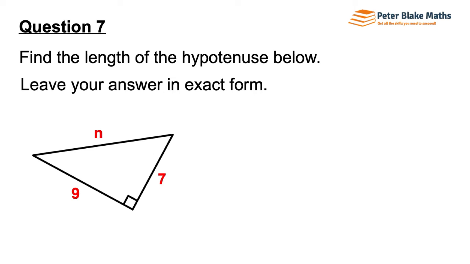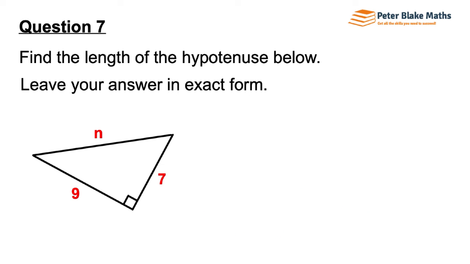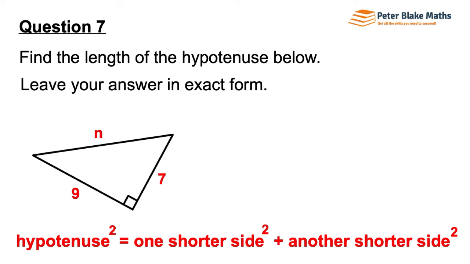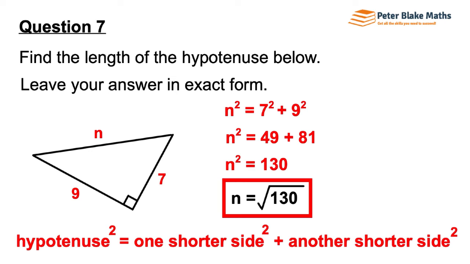Question 7. Find the length of the hypotenuse below. We want to leave your answer in exact form this time. Alrighty, Pythagoras says that, so our hypotenuse is n, so n squared equals 7 squared plus 9 squared. N squared equals 49 plus 81. N squared equals 130. We'll square root both sides to get n equals square root of 130.